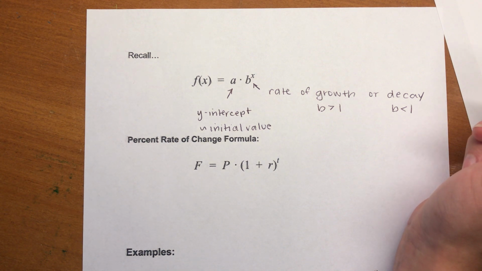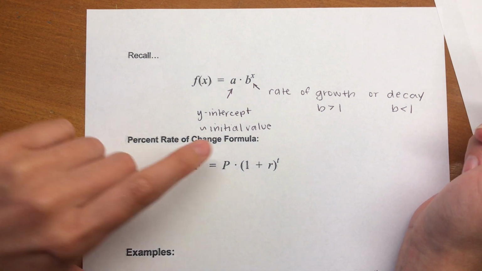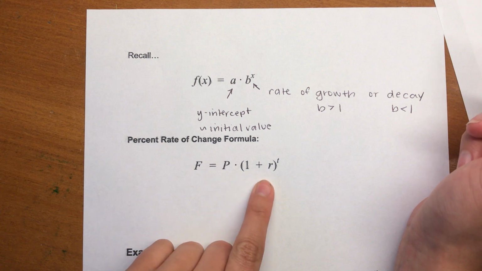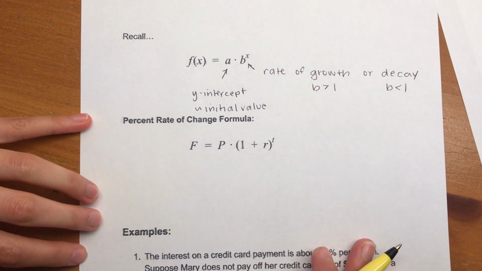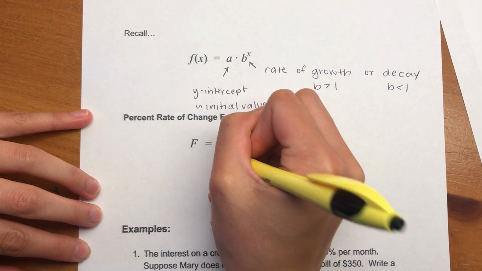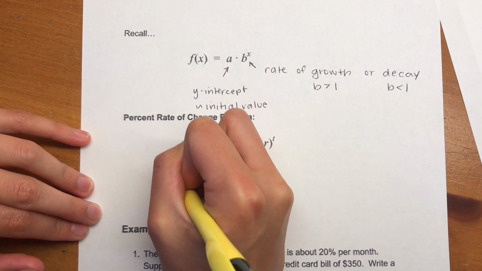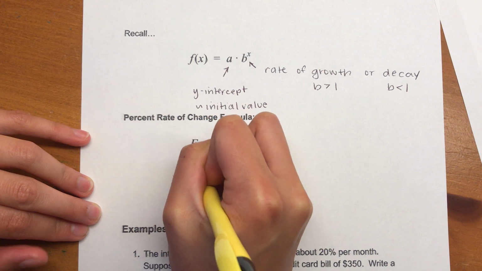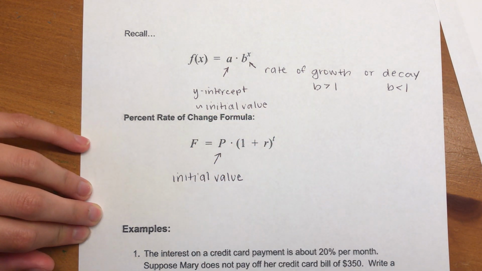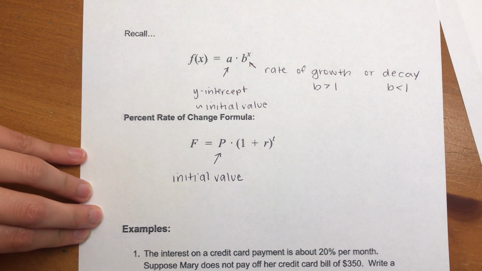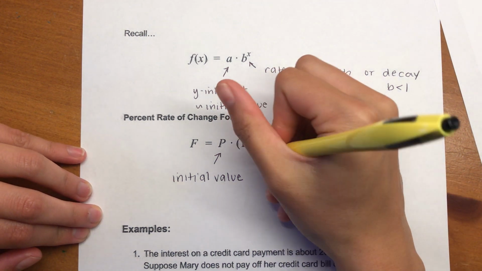Okay, so now we're going to use this percent rate of change formula, which is very similar because you've got p times 1 plus r to the t, okay? So similarly, p is going to be our initial value, or the starting amount of money that we deposit into a bank, something like that, okay?